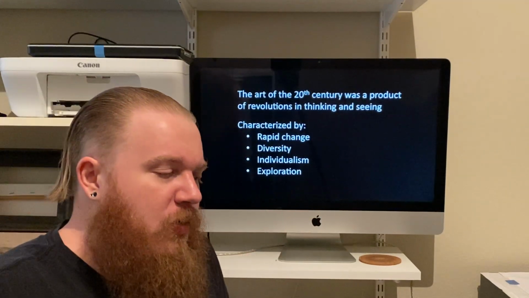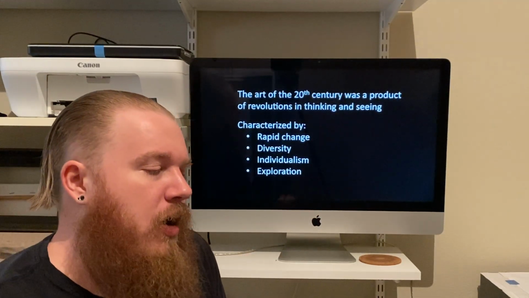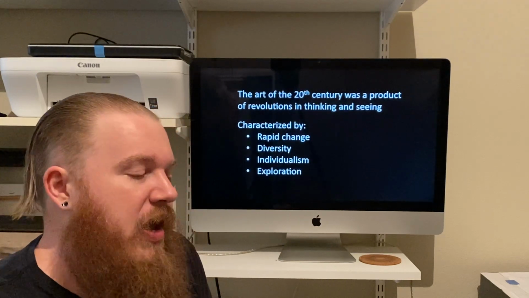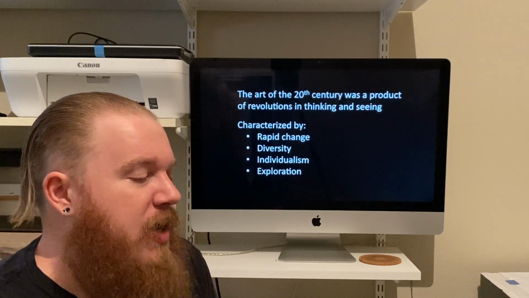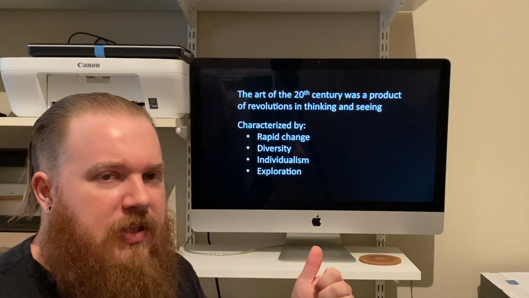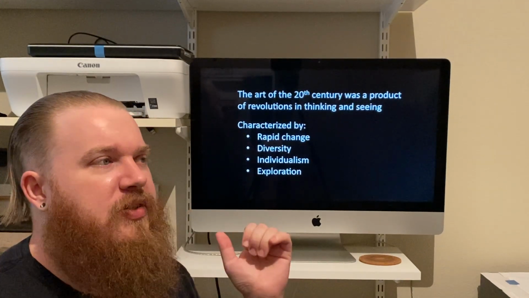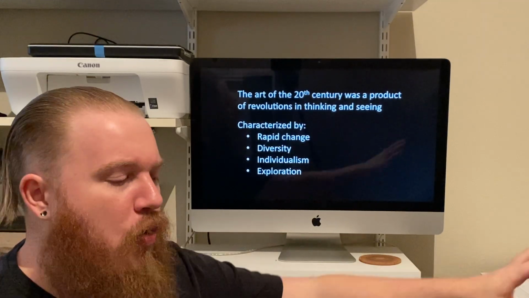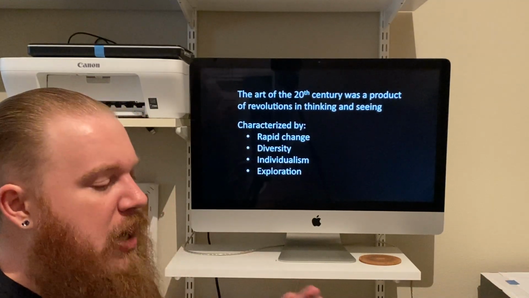However, the art of the 20th century was a product of revolutions in thinking and seeing. So it's really characterized by this very rapid kind of change. So that stylistic pluralism that we mentioned last time is going to start going even more extreme. So it's very, very rapid.